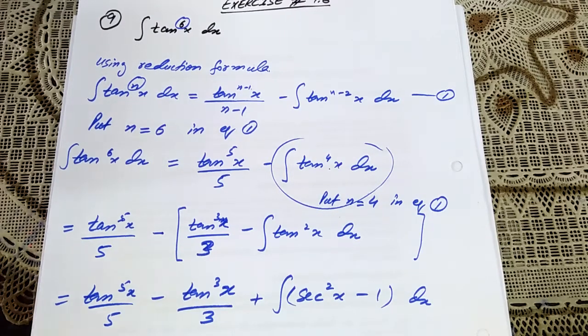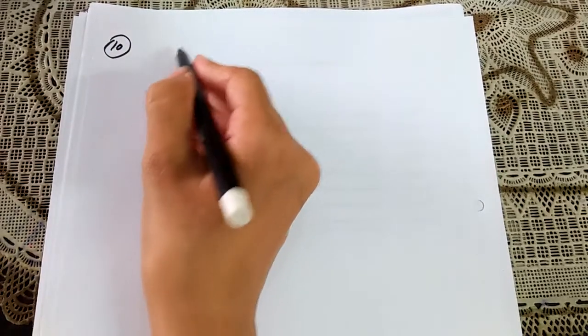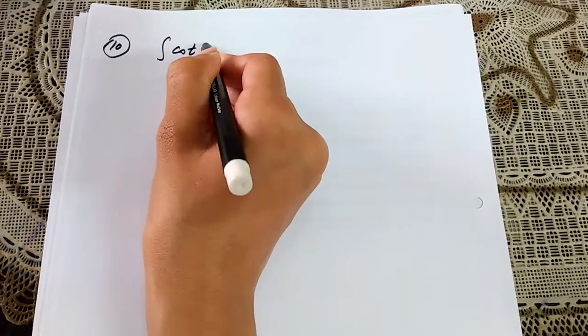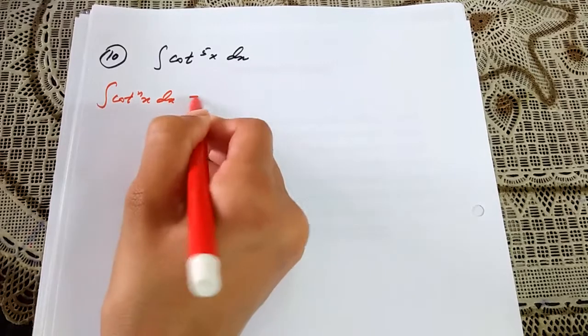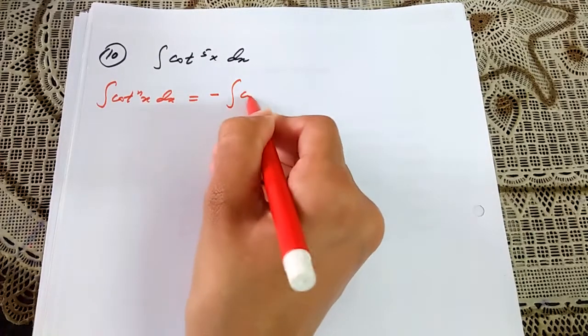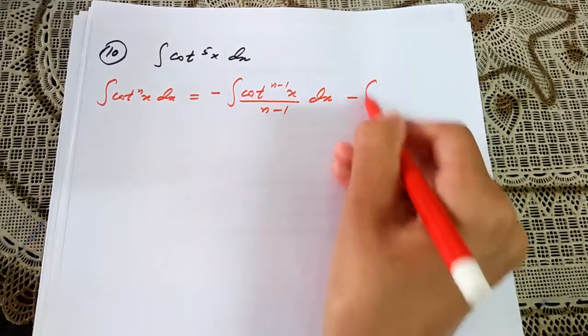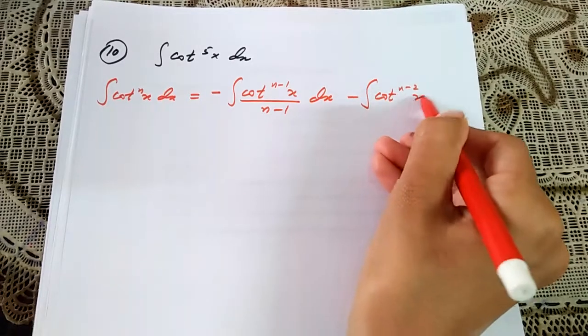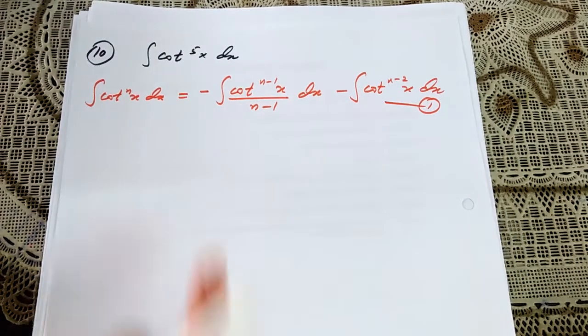Now move on to question number 10. In the similar manner, we have to solve our question number 10 by using the reduction formula that we did in question number 7. Now the reduction formula for cotangent n of x dx is equals to minus cotangent n minus 1 x over n minus 1 minus integral cotangent n minus 2 of x dx. Call it as equation number 1. Using that reduction formula, we have to evaluate it.